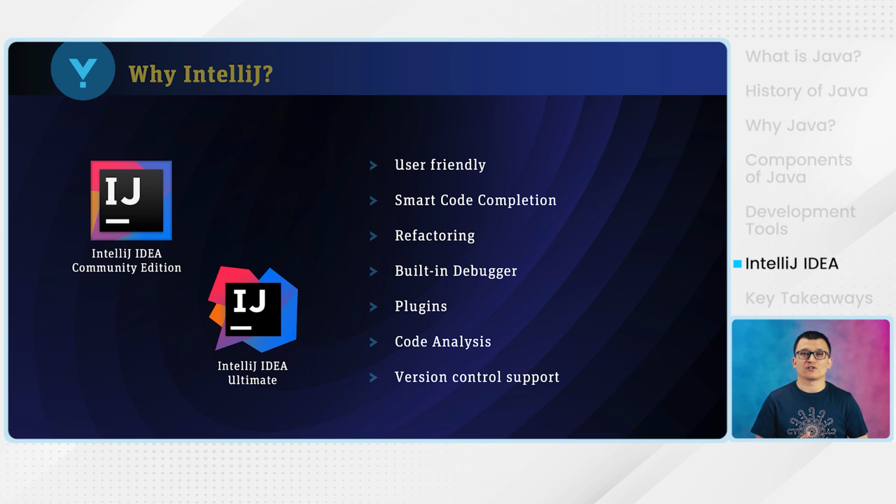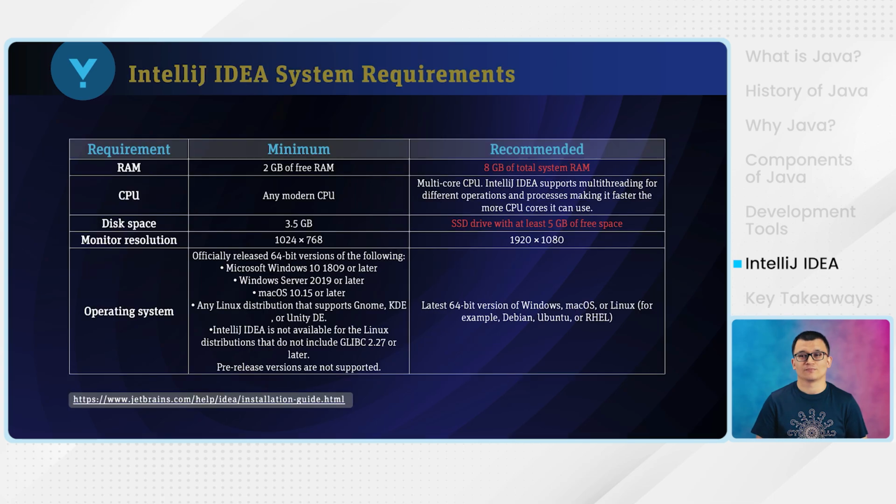It also has lots of plugins that you can just get from IntelliJ's marketplace. And IntelliJ also has code analysis as well as version control support. For example, if you are going to use Git or GitHub, those version control systems later on in the future, you don't have to install any other tools. You can just use it within IntelliJ. So those are the reasons why we are going to go with IntelliJ.